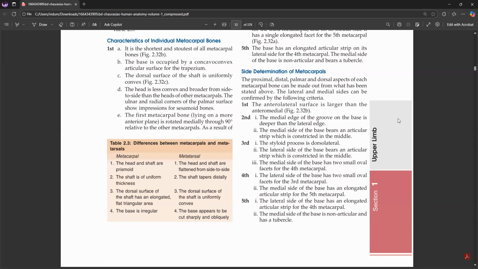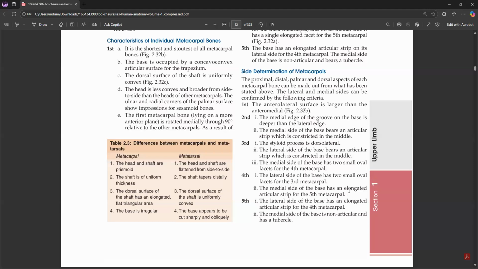The lateral and medial sides can be confirmed by the following criteria. First, the anterior lateral surface is larger than the anterior medial, figure 2.32b. Second, the medial edge of the groove on the base is deeper than the lateral edge. The medial side of the base bears an articular strip which is constricted in the middle. Third, the styloid process is dorsolateral. The lateral side of the base bears an articular strip which is constricted in the middle. The medial side of the base has two small oval facets for the fourth metacarpal.